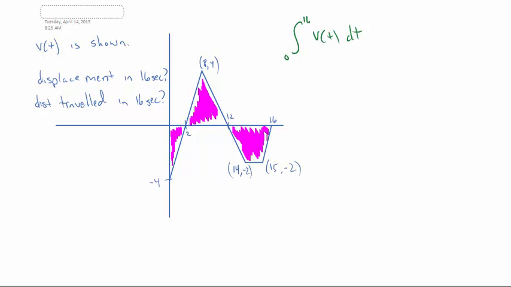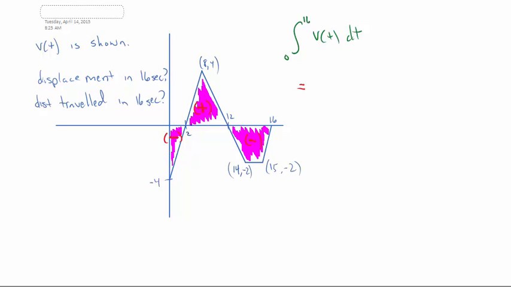So what I need to find the displacement in the first 16 seconds are those 3 areas, but with displacement, this area is going to be negative, this is going to be positive, and this area will be negative. So these are geometric figures. We can find these areas using geometry.